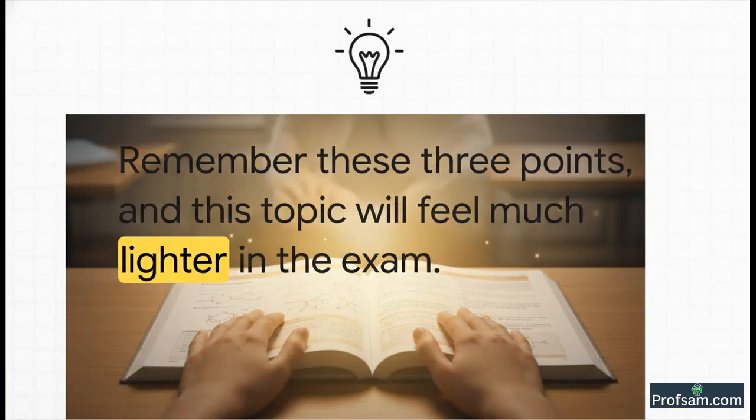If you can just keep these 3 simple points in your mind, the core definition, the marketplace picture, and the refrigerator example, I promise you, this entire topic will feel so much lighter and easier in your exams. You've totally got this.